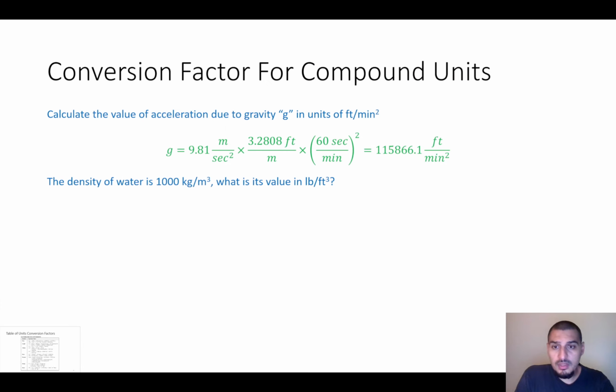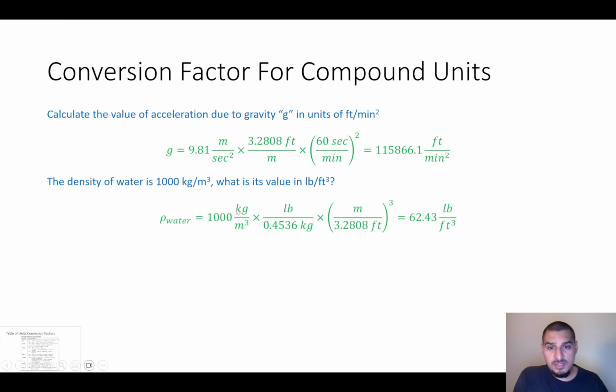So the conversion is going to be 1000 kilogram per meter cube. Then we multiply this by pound over, of course this is pound mass, 0.4536 kilograms. So now the kilogram is cancelled. For meter cube, I put the length and raise it to the power 3. But you can use the volume conversion. It's going to be totally fine, and it's going to produce the same result.